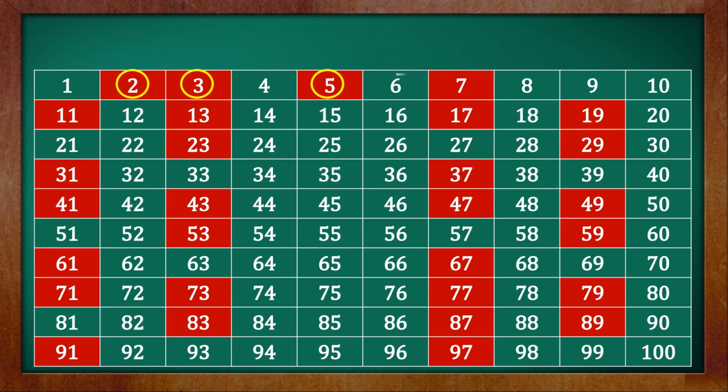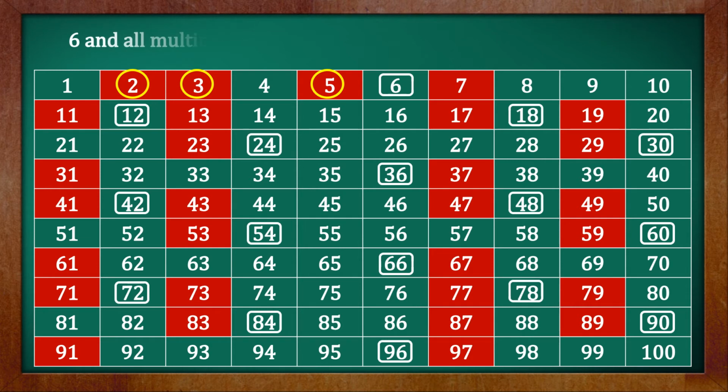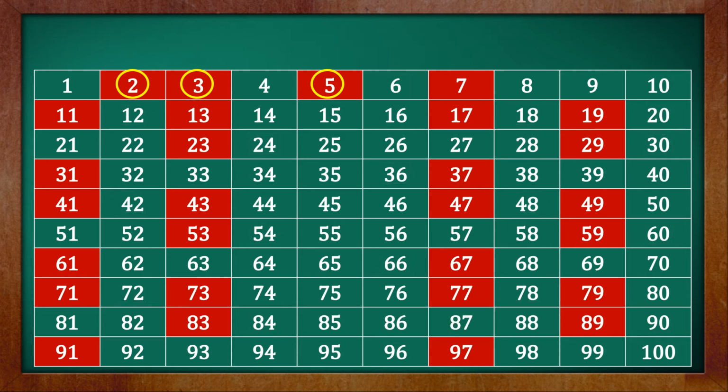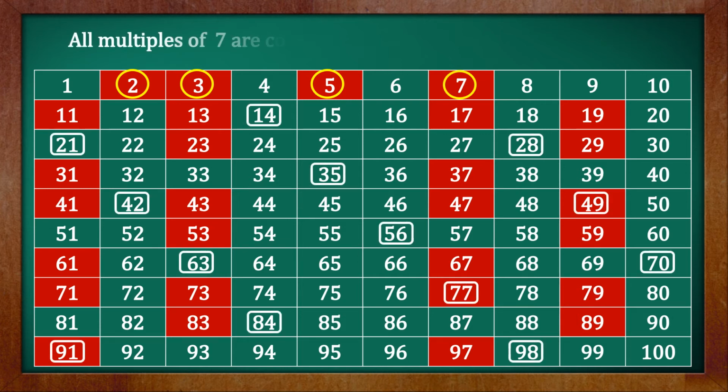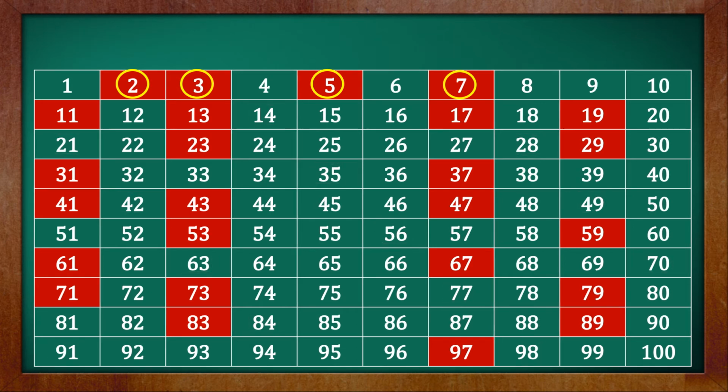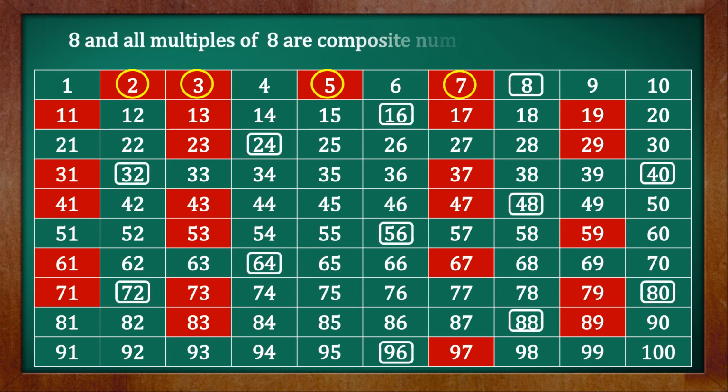After 5, the number 6 and all the multiples of 6 are composite numbers, and as you can see, they have already been crossed out. The next number 7 is a prime number, but the multiples of 7 will be composite numbers. So we'll cross out the multiples of 7, some of which have already been crossed out because they are multiples of other numbers as well. After 7, the number 8 and all the multiples of 8 are composite numbers, and you can see that they have already been crossed out.